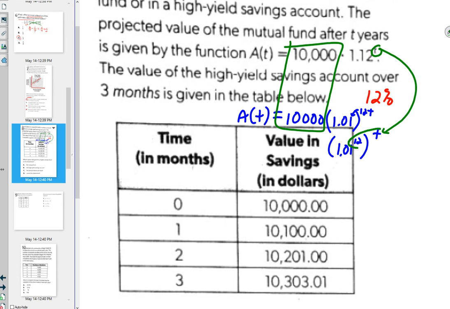When I have a power of a power, what am I allowed to do? Multiply them, which is what is written here. I would just rather write it this way. So the question is, what is 1.01 to the 12th power? What is 1.01 to the 12th power? 1.1268.